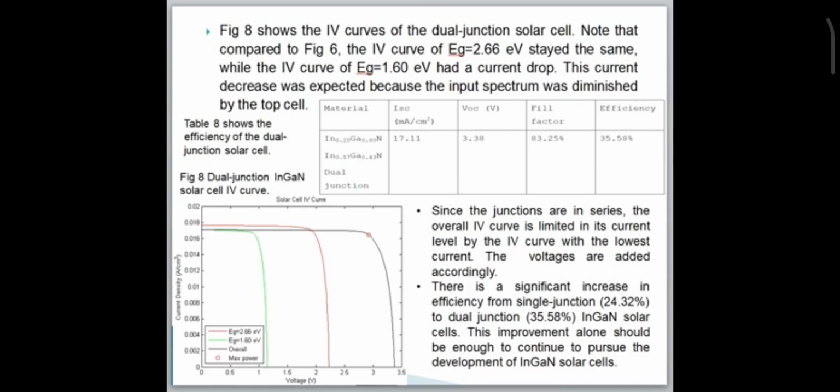Since the junctions are in series in the dual junction solar cell, the overall current voltage curve is limited in current level by the IV curve with the lowest current. The voltages are added accordingly. There is a significant increase in efficiency from the single junction solar cell to the dual junction indium gallium nitride solar cell. This improvement alone should be enough to continue to pursue the development of indium gallium nitride solar cells.